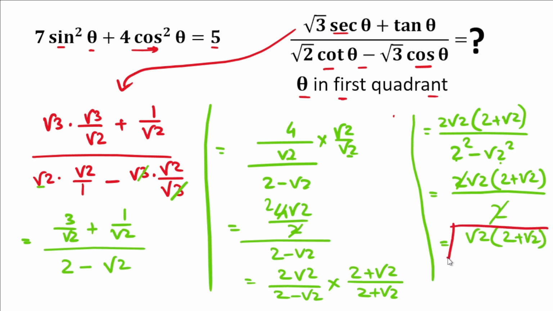Now from here also we can take square root 2 common. So if we take square root 2 common, it is square root 2 and square root 2 will be 2. So here it will be square root 2 plus 1. So these two are our answer of this question. So by this method, we can calculate the value of this type of problem.